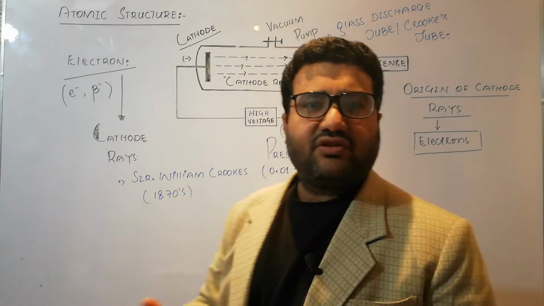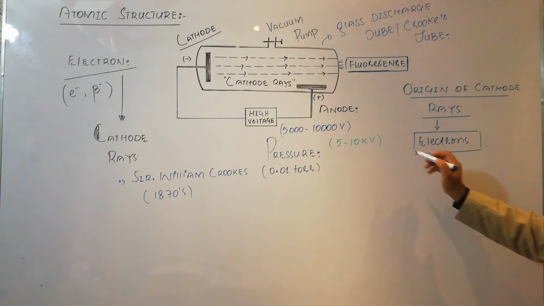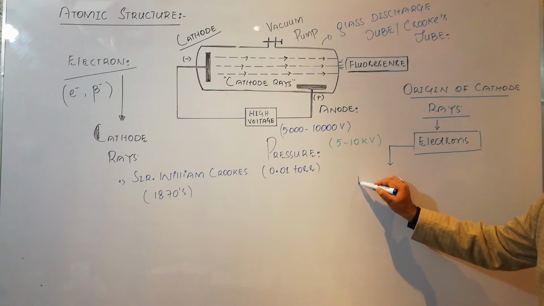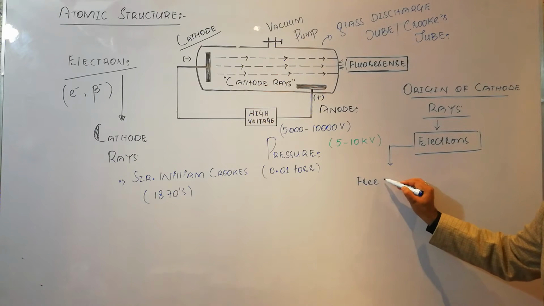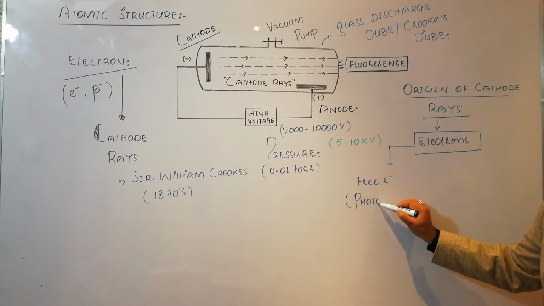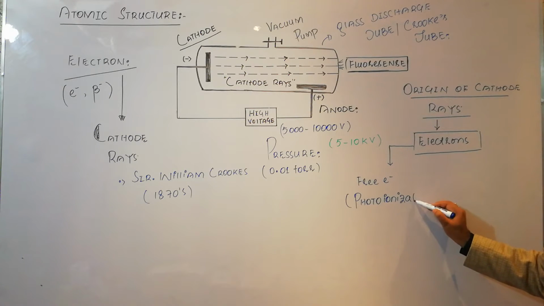From where do these electrons come? There are three sources of these electrons. The first one is free electrons due to photo-ionization.